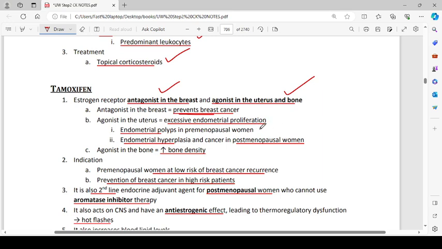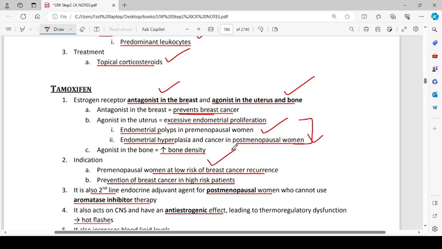It can cause endometrial polyps in the premenopausal women because there is excessive endometrial proliferation, and endometrial hyperplasia and cancer in the postmenopausal women. So, while treating the breast cancer with tamoxifen, we have to take this into consideration. Agonist in the bone, it increases the bone density.